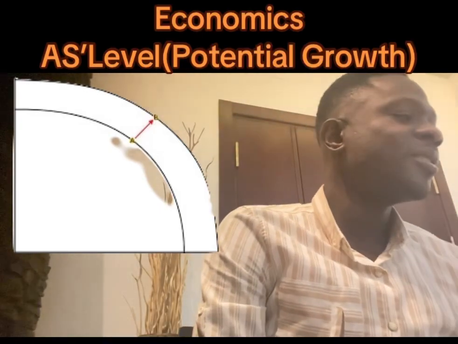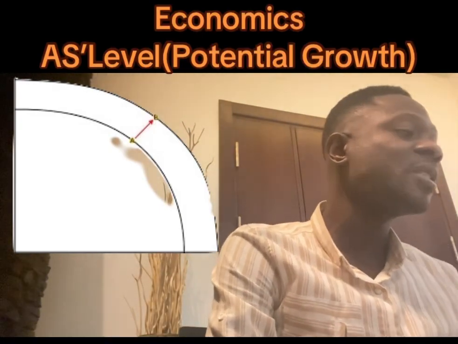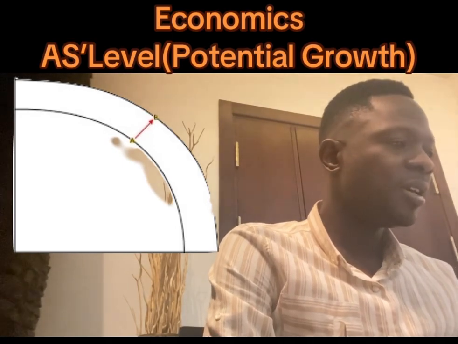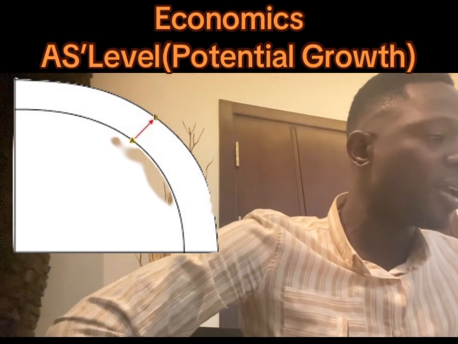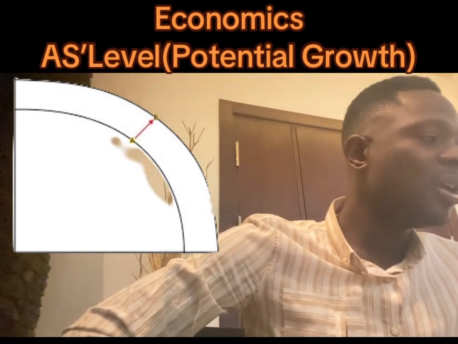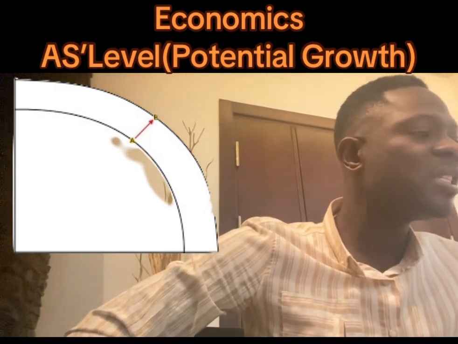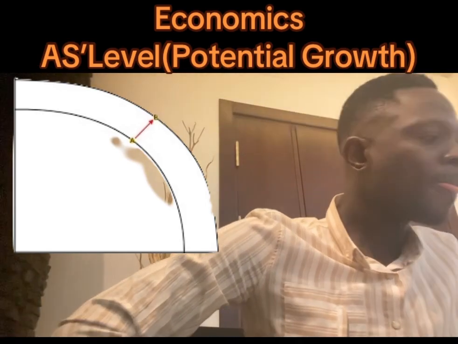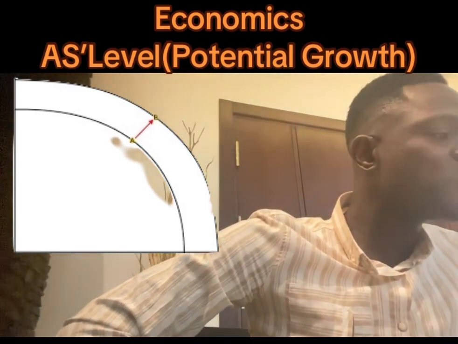So potential growth measures the increase in the productive capacity of an economy over a year. It directly links with the production possibility frontier, PPF, and how much the productive potential of the economy is increasing over time. Potential growth means the PPF is shifting to the right, which is outward. So the maximum potential output of the economy is increasing.